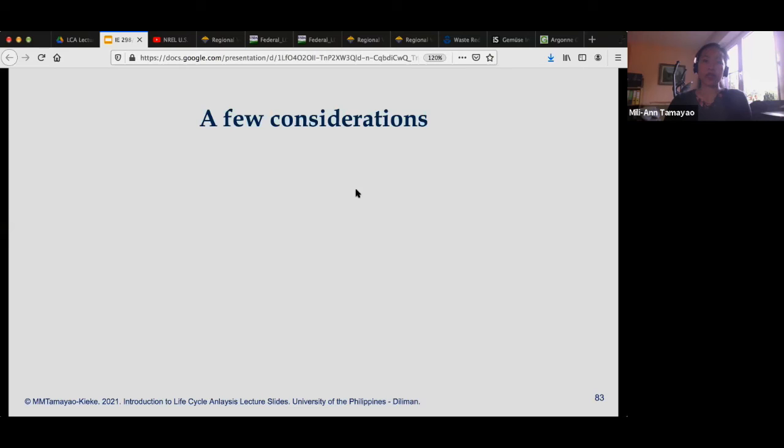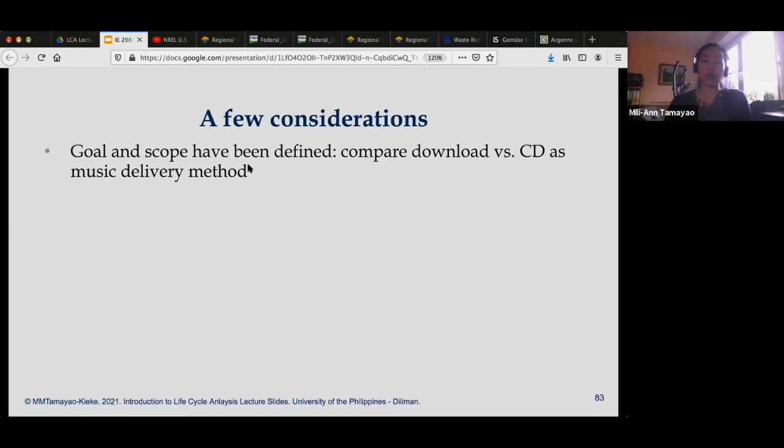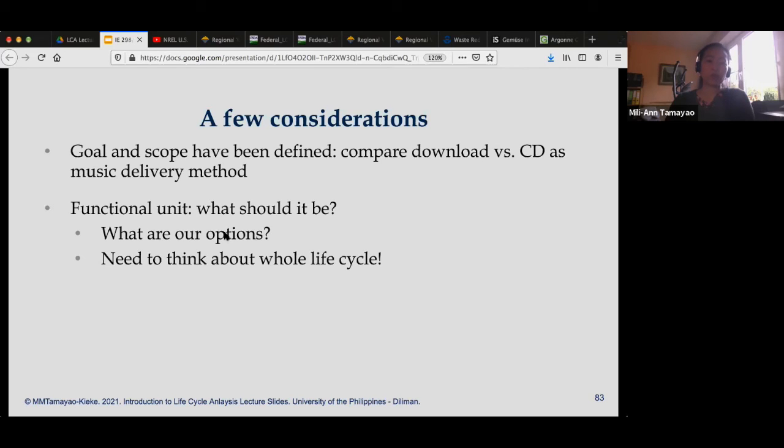Now there are some considerations. One, the goal and scope have already been identified, which is basically to compare download versus CD as music delivery method. Next, functional unit. What should it be? Some considerations would include, is a downloaded album the same as a physical one? Obviously, they are different. Two, do people buy whole albums online or just single songs? So what are our options for functional unit? You have to think about the whole life cycle. In this case, Matthews and Company used one album of music as the functional unit.